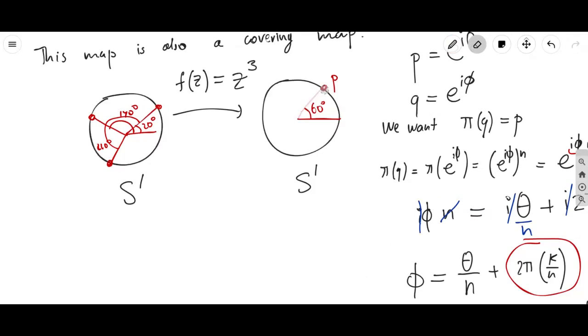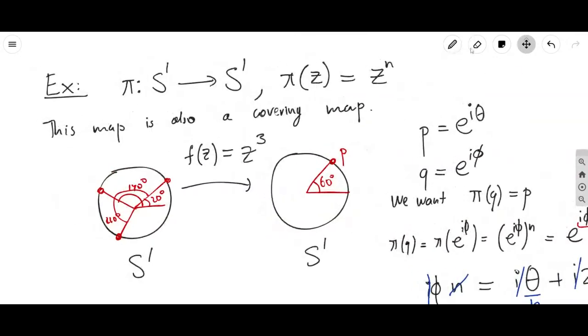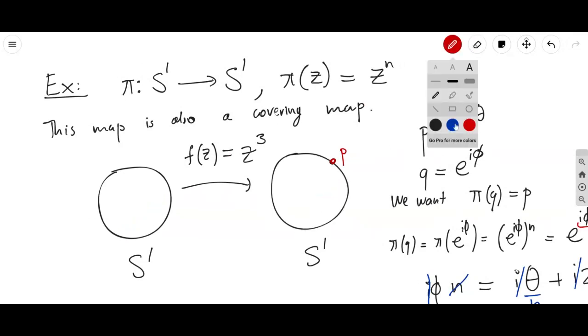So the inverse image of this point is going to be 3 points that are all equally spaced apart. And in general, if this is n, you will have n equally spaced apart points. Now look at this. We're going to have 3 points, and in this case they're going to be equally spaced apart. So they will form the vertices of an equilateral triangle, and in general it will be a regular n-gon.